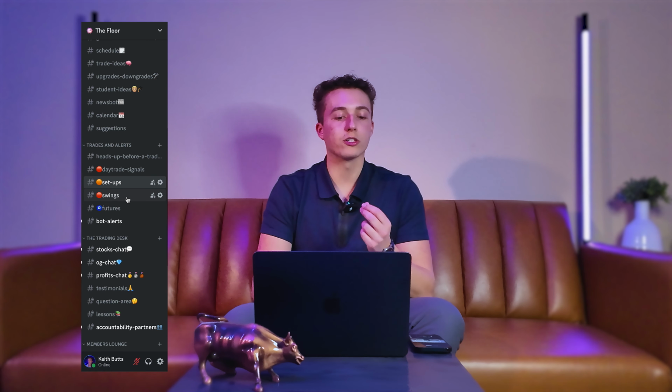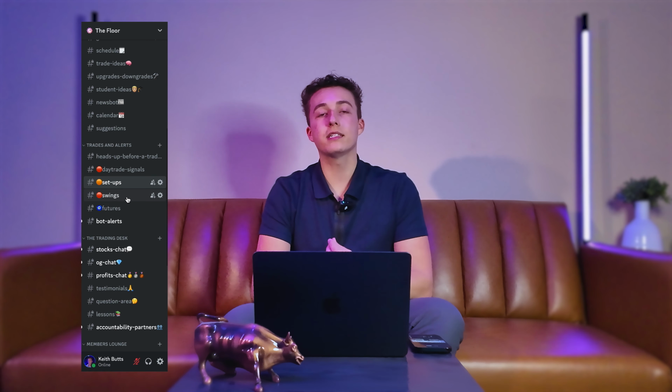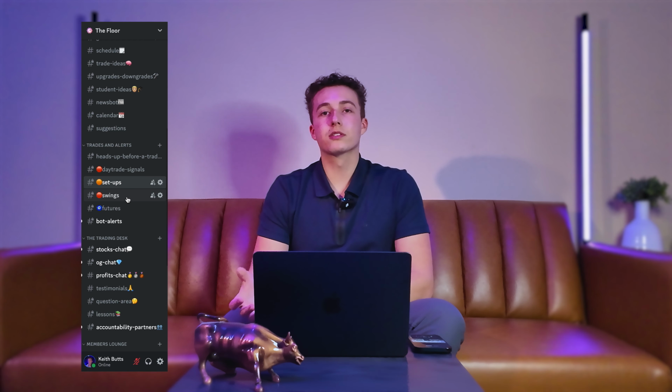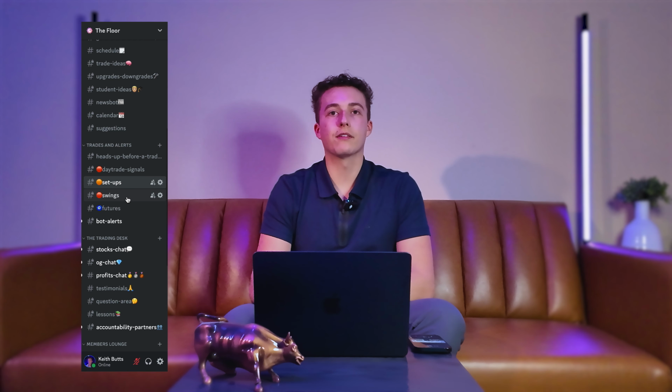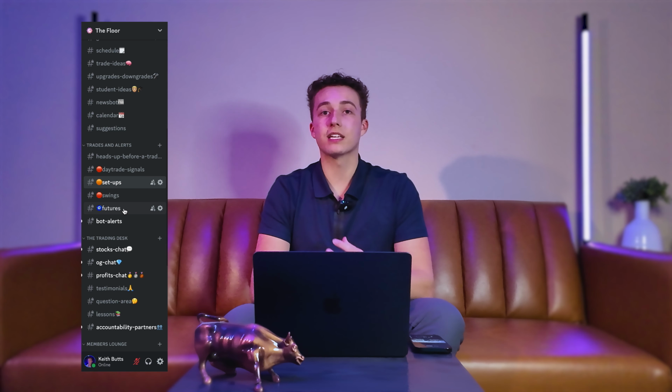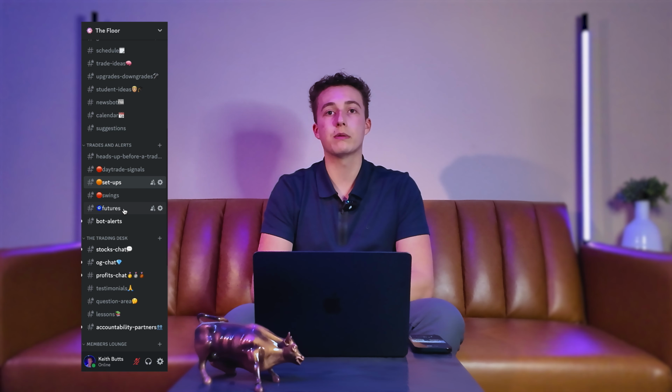Below that, we have our swings tab. And our swings tab is where we're going to signal any swing trades that we may take. I personally am not a big swing trader, but other members of the team definitely do take swing trades every now and then. So if we do have any swing trades that we're gonna signal, they're going to be in this tab. The futures tab is for the same exact thing, any futures signals that we might be looking at.